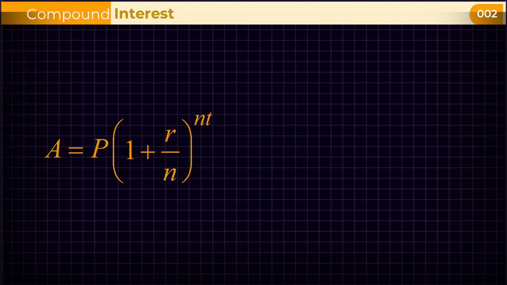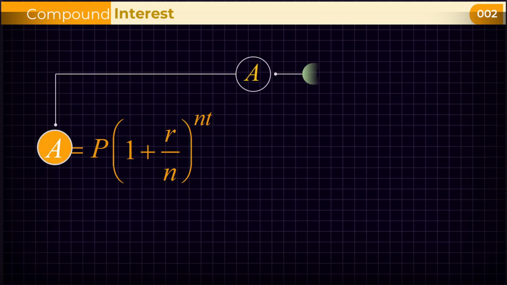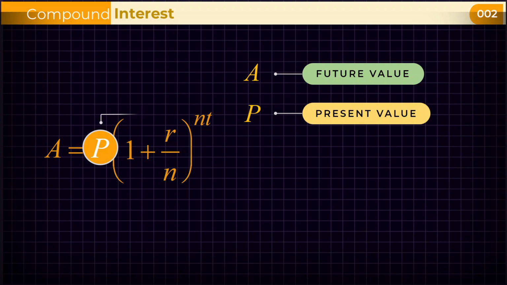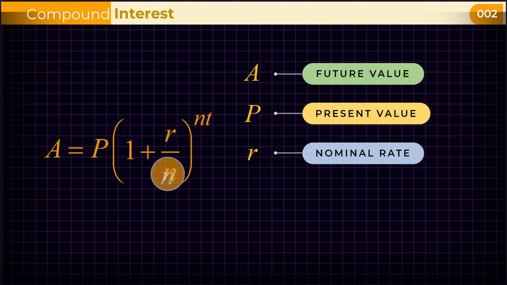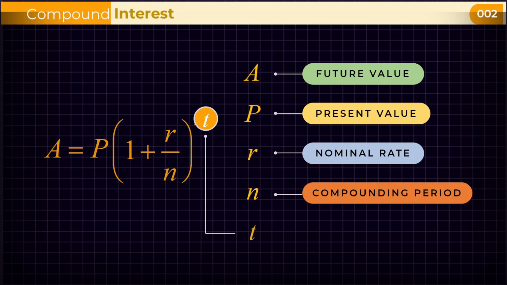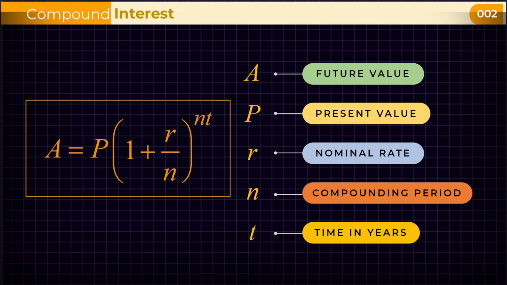The formula has the following components. A stands for the future value, sometimes called the accumulated value. P is for the principal, or sometimes called the present value. R is the rate of interest, called the nominal rate, and N is the compounding period or the conversion period, and T is the time, usually indicated in years.